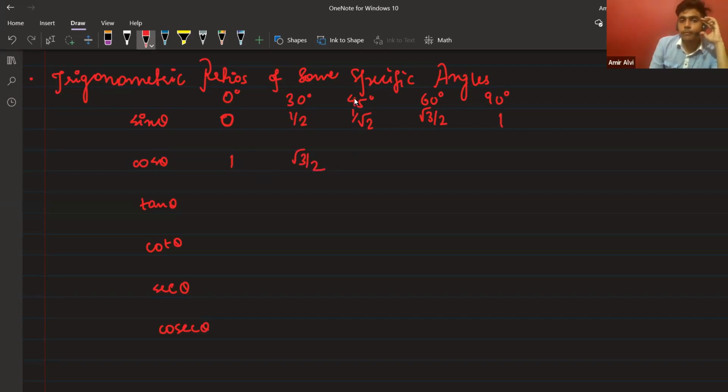Can you tell me sine 45 and cos 45? At this point, both are equal. Both basically intersect at 45 degree. The graph of sine and cos intersect at 45 degree.